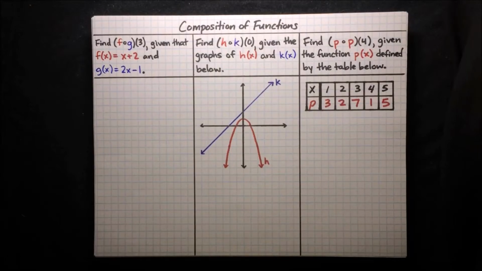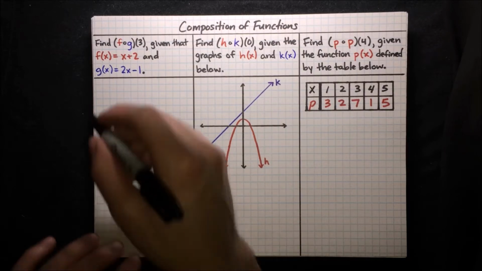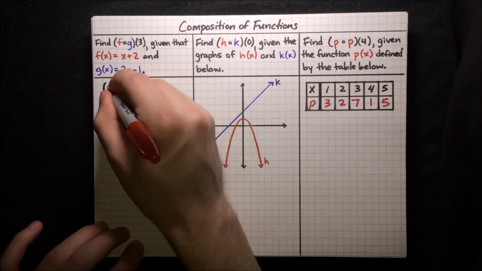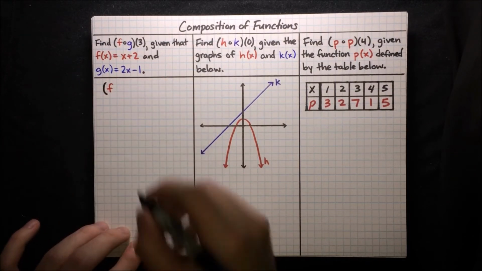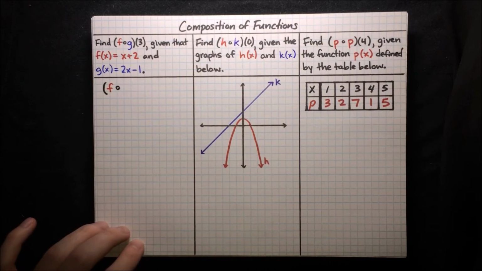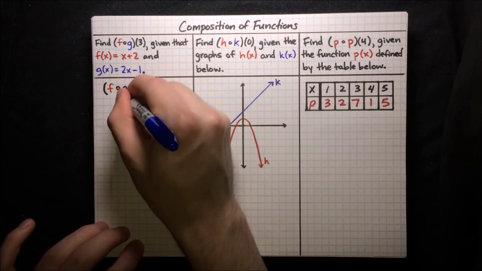In this video, we're going to learn about compositions of functions. So first of all, we want to find f of g of 3, given that f of x equals x plus 2 and g of x equals 2x plus 1. So let's write that down again. F circle g, that circle between the f and the g is the composition operation. It's not multiplication. It's something entirely different.